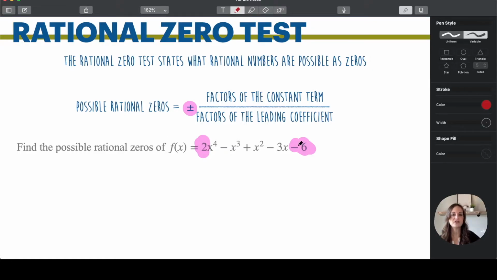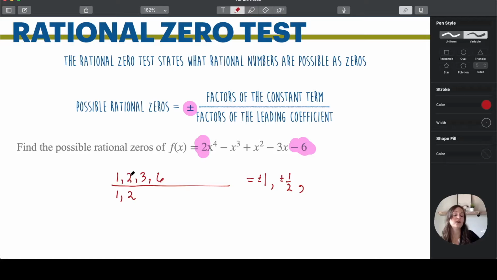So all the factors of the constant term are going to go on top. All the factors of 6 would be 1, 2, 3, and 6. Those are all the factors of 6. And then the factors of 2 are going to be 1 and 2. So now we are going to find all the possible answers from all of these factors over these factors. So when we start with 1, we could have all the possible factors of 1 divided by 1, which is 1, plus or minus, and then 1 divided by 2, which is 1/2.